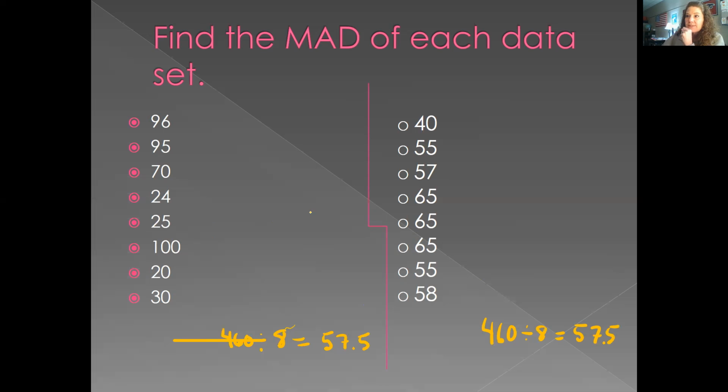All right, so the first step was find the mean. The second step is to find the difference between each data point and the mean. So we're going to find the difference. Always you want a positive number, so you just subtract the smallest number from the biggest number. So the difference here is 38.5.